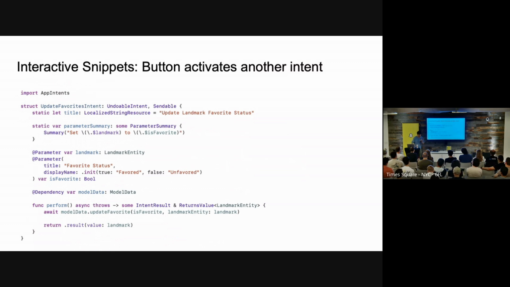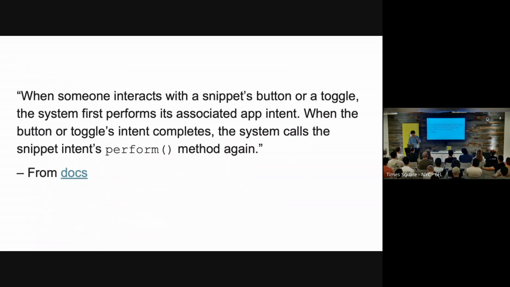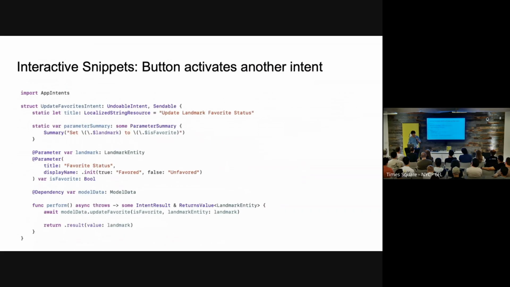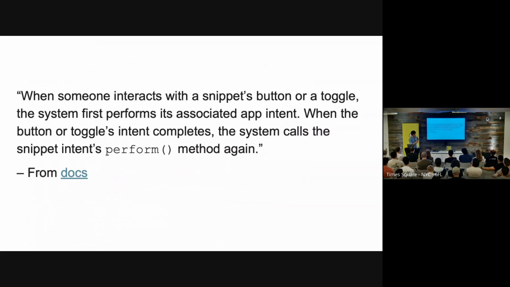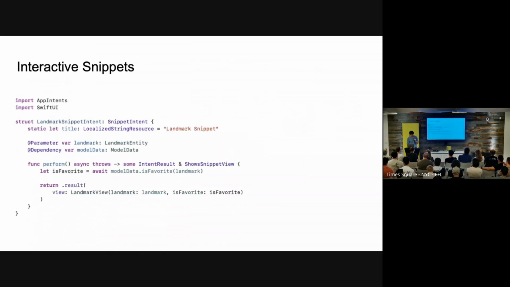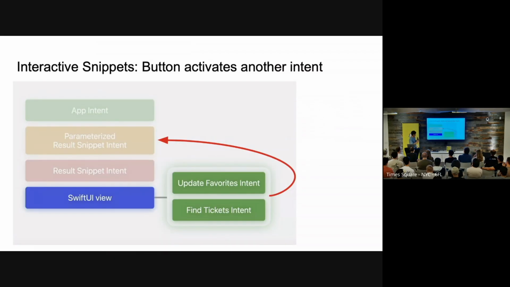Now, finally, according to Apple Docs, whenever someone interacts with a snippet's button or toggle, the system first performs this associated app intent. When the button or toggle intent completes, the system calls the snippet intent's perform method again. Okay, very confusing. So let's quickly dive into what exactly happened in this nice little diagram.